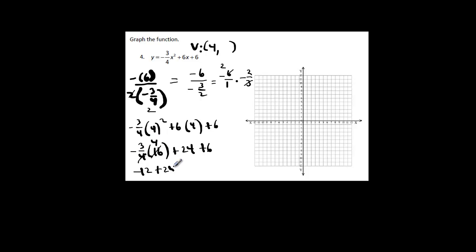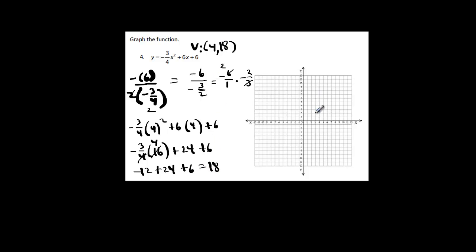So now what we have to do is we have to input positive 4 in for x to see what our output is. So let's do that. 4 squared is 16. 6 times 4 is 24. This 4 and 16 can cancel. So you get negative 12 plus 24 plus 6. So that comes out to be 18.